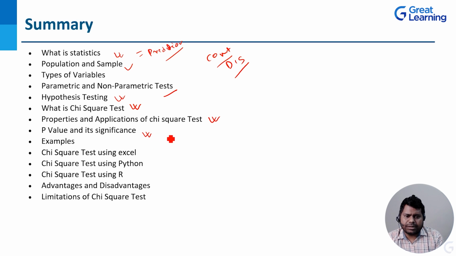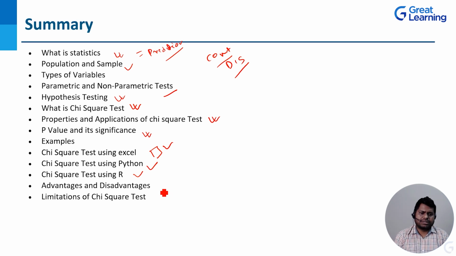Then we also saw some examples where we calculated chi-square for various problems, and based on that we either rejected or accepted the null hypothesis, and we got to know in what situation we should accept or reject the null hypothesis. Similarly, we solved a use case. Similarly, we solved a problem statement for a chi-square test using an Excel sheet, using Python, and using the R programming language.